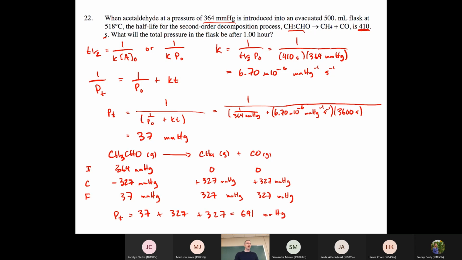A little bit tricky, a little bit of an extra twist at the end of that one, but again we're just using our integrated rate law. We need K, we need the initial concentration, and then we can just go from there. So hopefully this makes some sense.